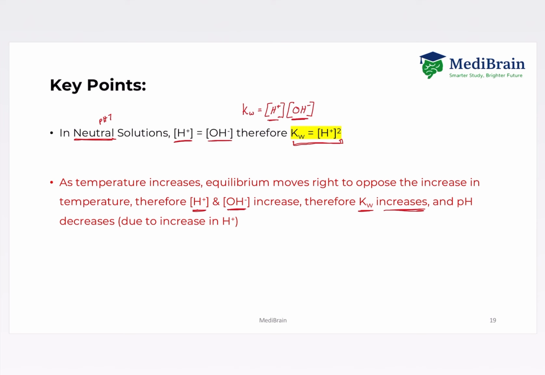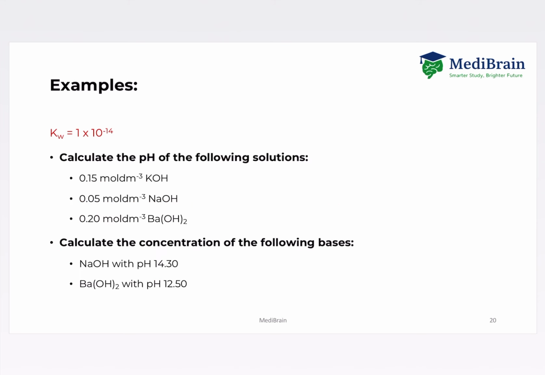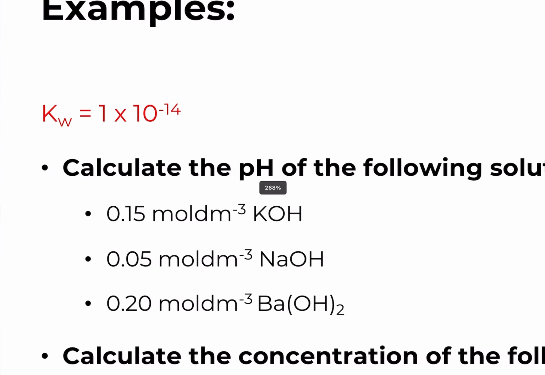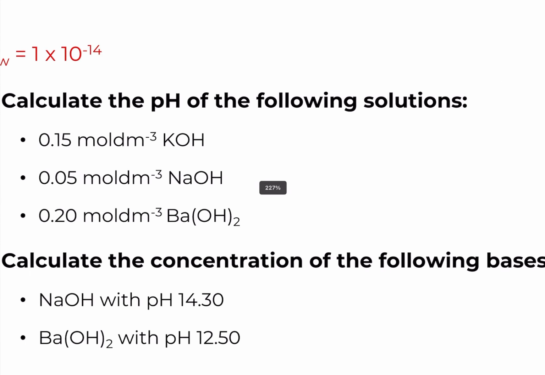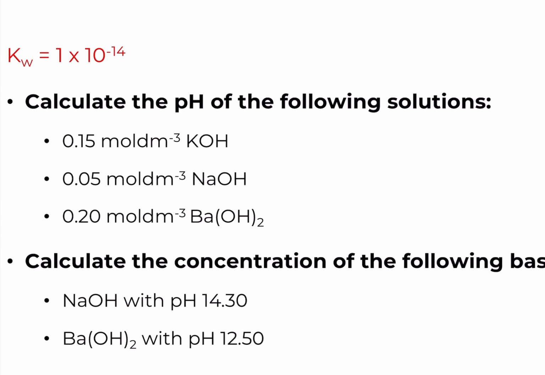Okay. Now, to finish off, we're going to have a look at some examples, some calculations. Normally of water, the Kw is 1 times 10 to the power of negative 14, but you will be given that in an exam. So if we have a look at the first question, it says calculate the pH of the following solutions. 0.15 mole per dm cubed of potassium hydroxide. How do we do this?